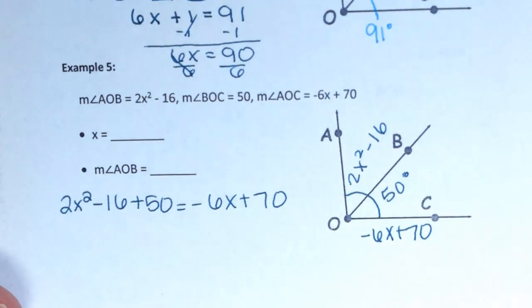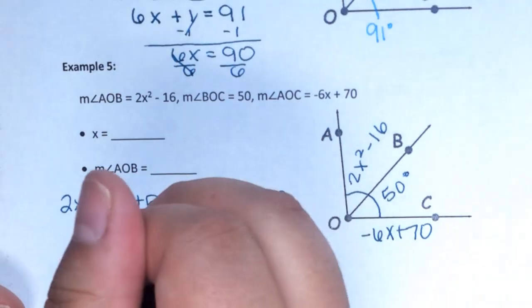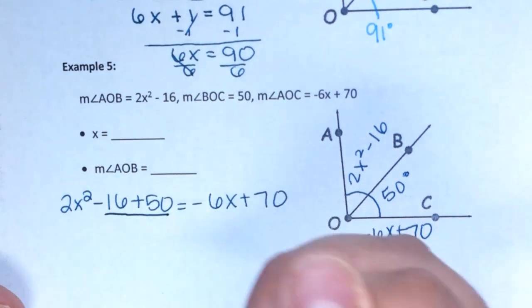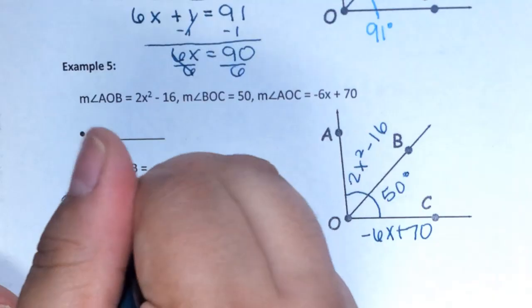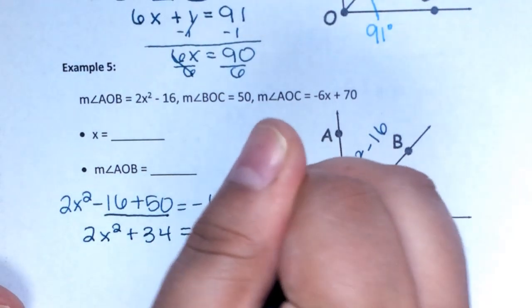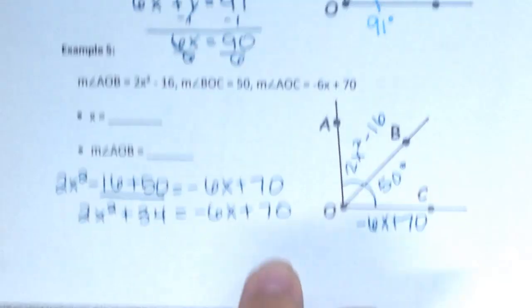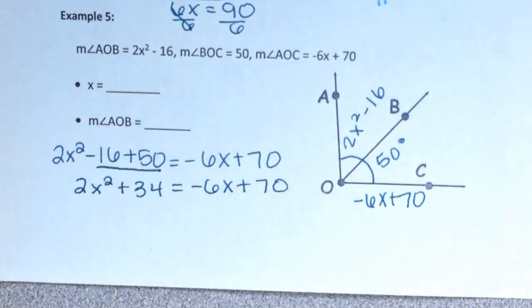Okay, what do I do first? Combine like terms. What is negative 16 plus 50? Okay. Then what? This is where you stopped. I'm going to move everything over to which side? To the left. So last time we did to the right. This time we're going to do to the left.